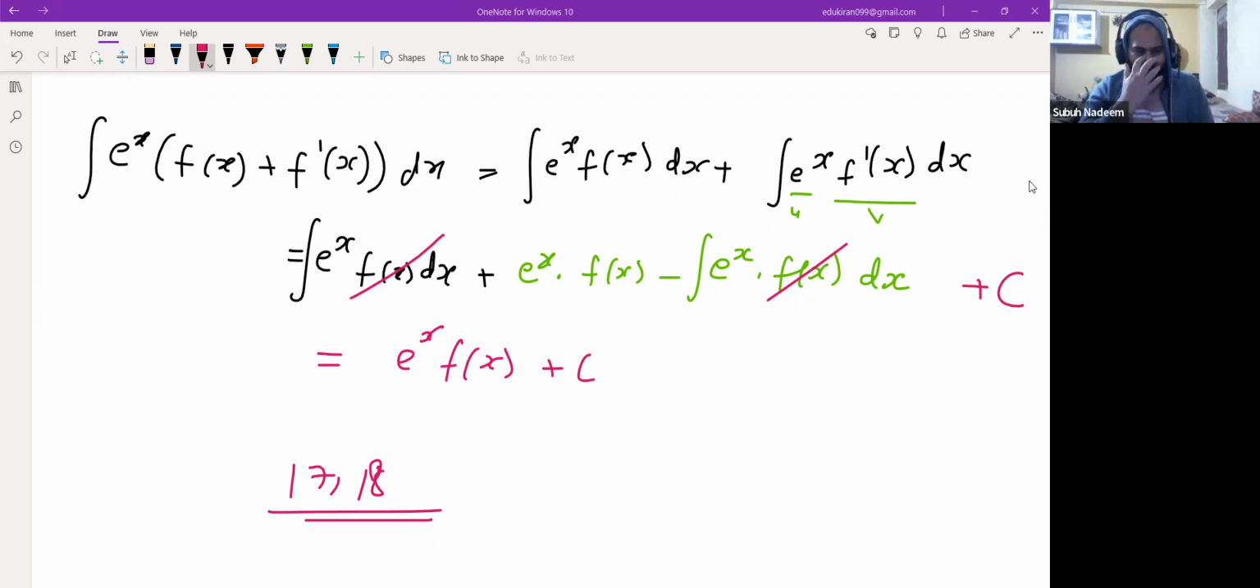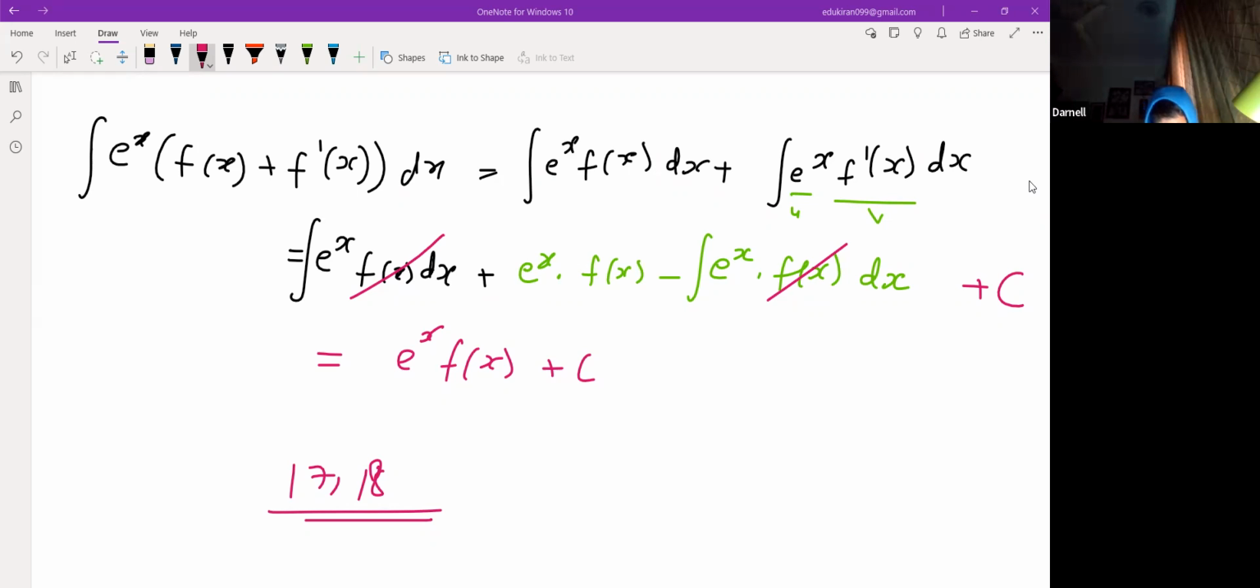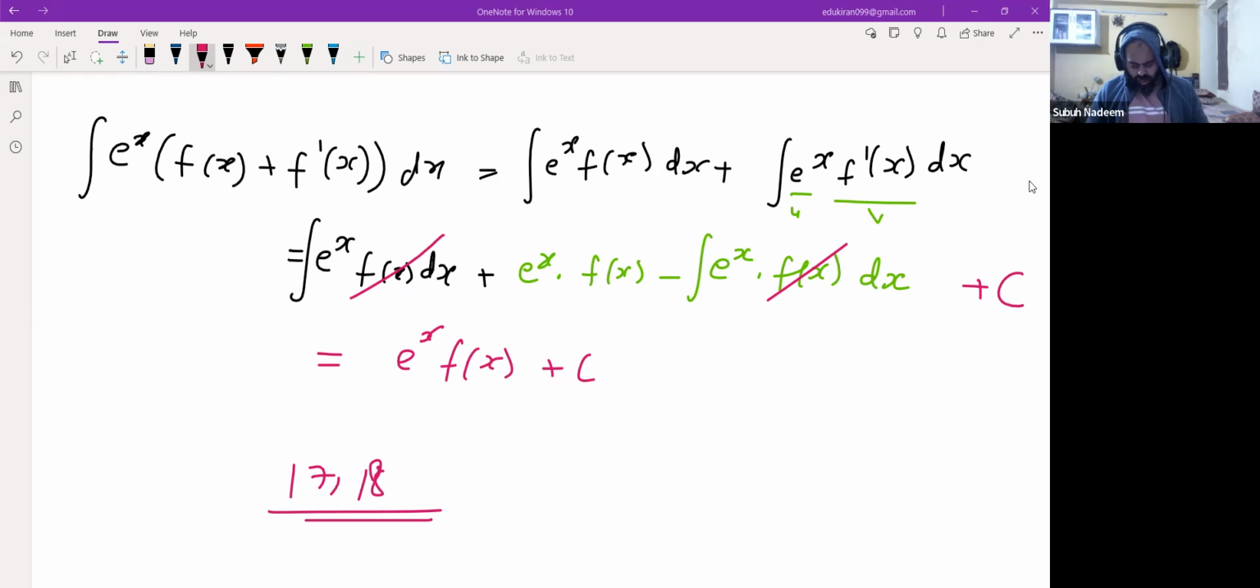Yes, Darnell. Have you any doubt in 17th? Oh, so I got e to the power x by 1 plus x plus C. Okay. So you have written x as 1 plus x minus 1, right? Oh, yes. Okay, then you got e to the power x into 1 by 1 plus x minus 1 by 1 plus x whole square. So this is the derivative of 1 by 1 plus x. So yeah, correct.